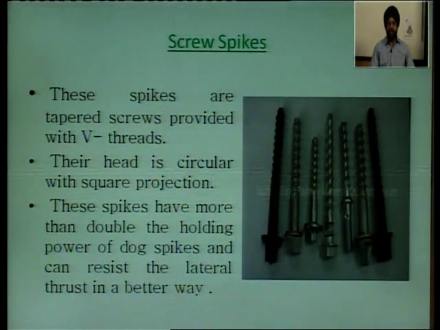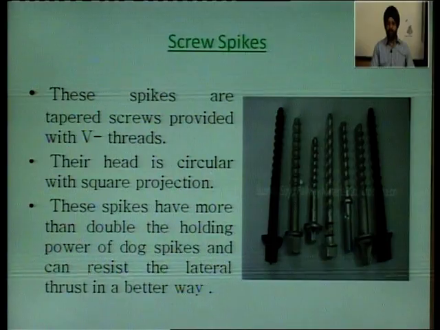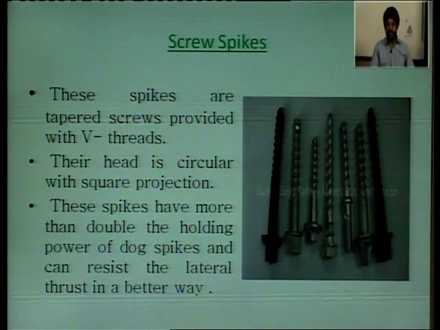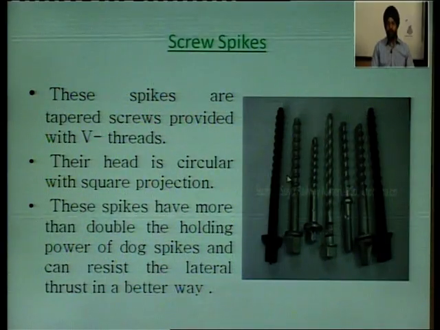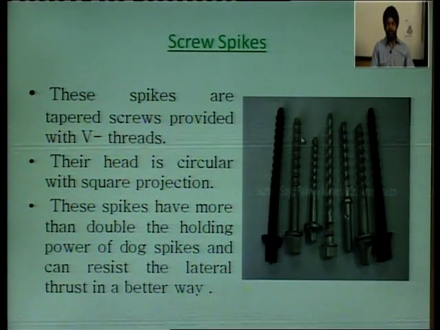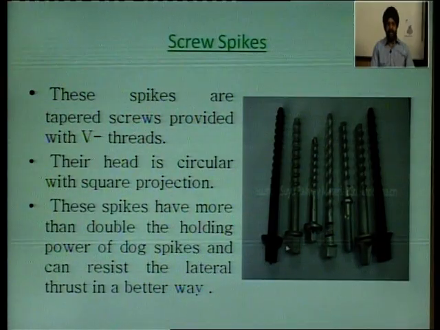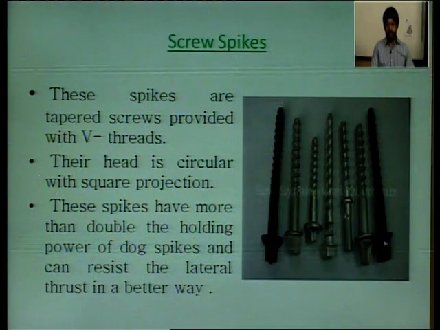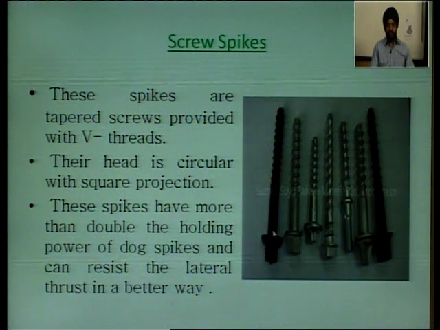Now coming to the second type of spikes, these are the screw spikes. As you can see the threads here, these give the look of a screw. So these are called screw spikes, and these spikes are tapered screws provided with V threads. Their heads are semicircular, with square projections.